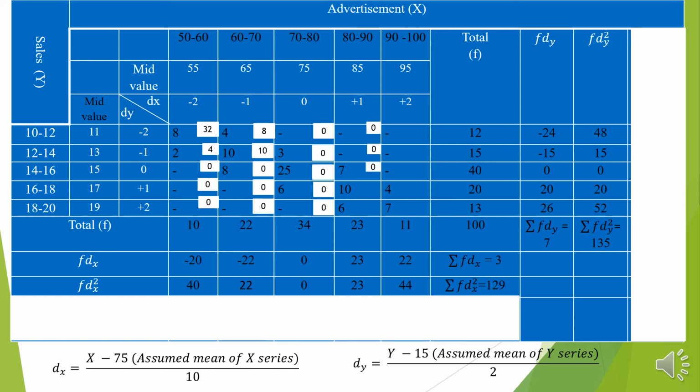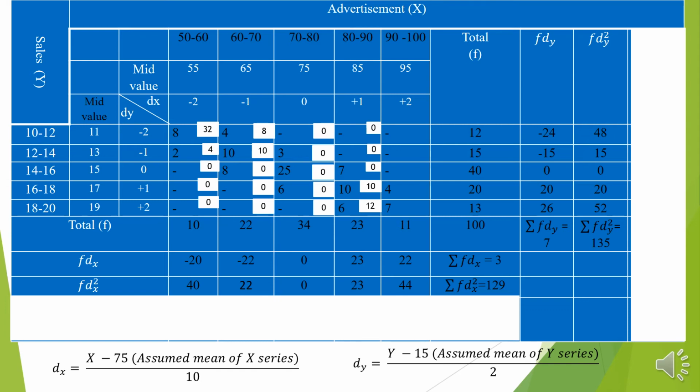Now we'll move on to the next one. Plus 1 into plus 1, 1 into 10 is equal to 10. Okay, now 6 into 1, 6 into 2, so it is 12. Okay, fine. Now we'll move on to the last column.